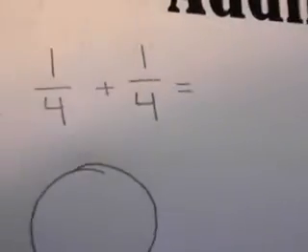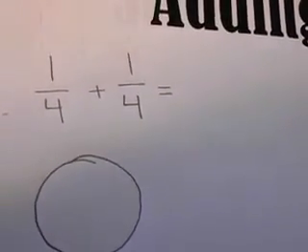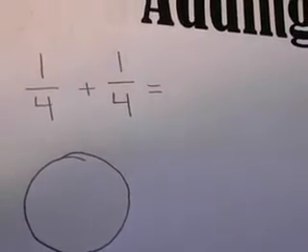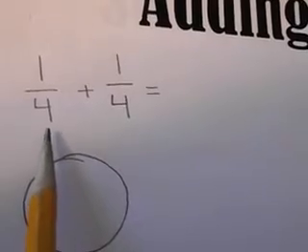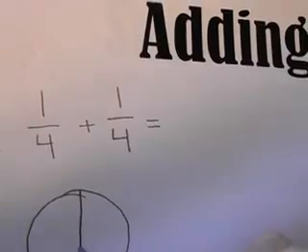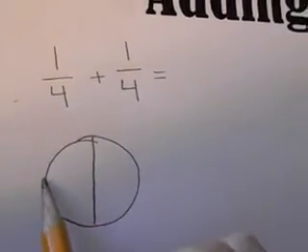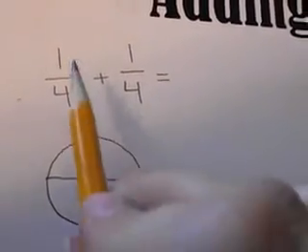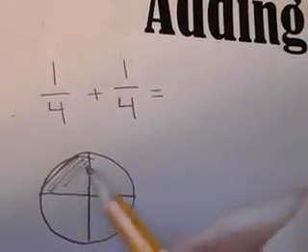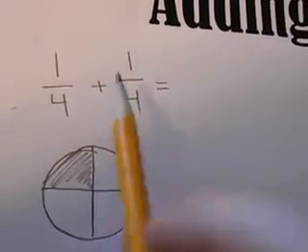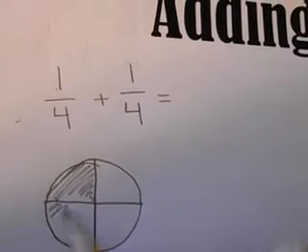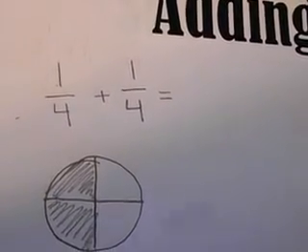But before we do that, I have a picture here of a circle. And using the circle, I want to represent 1/4. The bottom number is 4, so I know that means I have to break my circle up into 4 parts. And the top number is 1, which means I have 1 part. Now I have 2 of these. I have 1/4 here and 1/4 here, so I'm going to color in 2/4 of my circle.